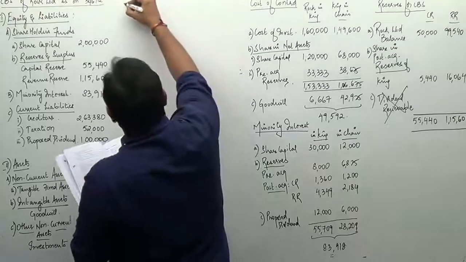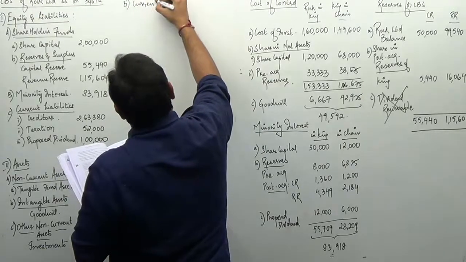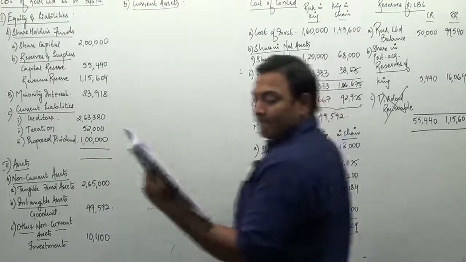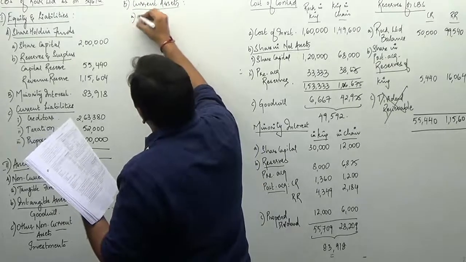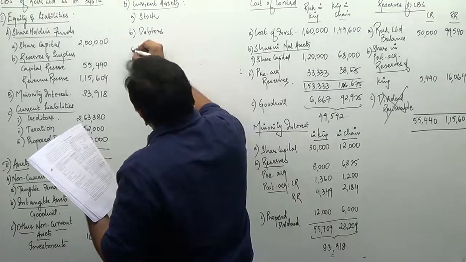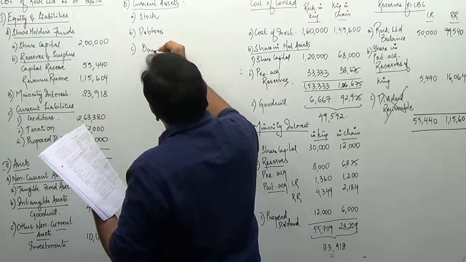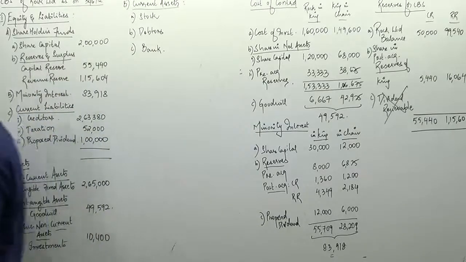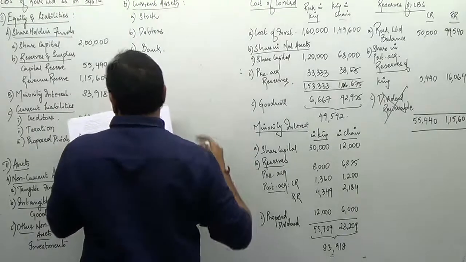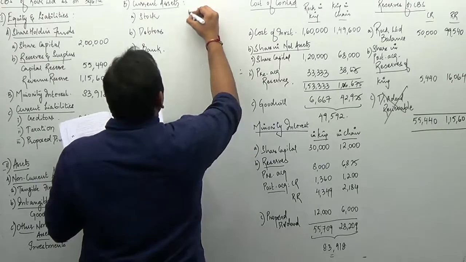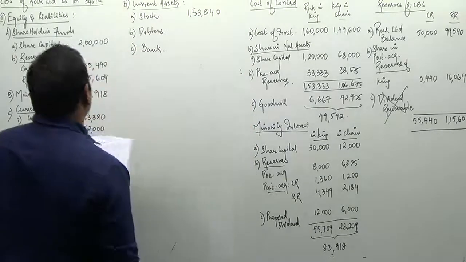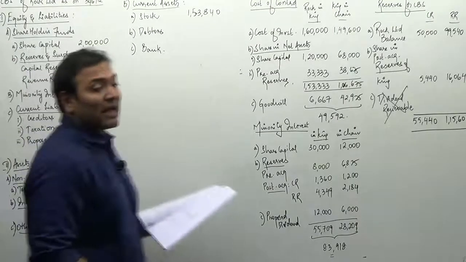Then come your current assets. Get the current assets now. I have three current assets. First one, stock. Second one, debtors. Finally, last one, bank. First stock total, straightforward addition. Total gives you 55,240 plus 36,840 plus 61,760. Total is 153,840. Debtors. Guys, debtors, I have to cancel dividend receivable.